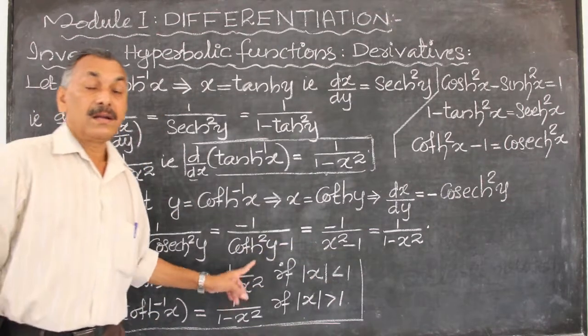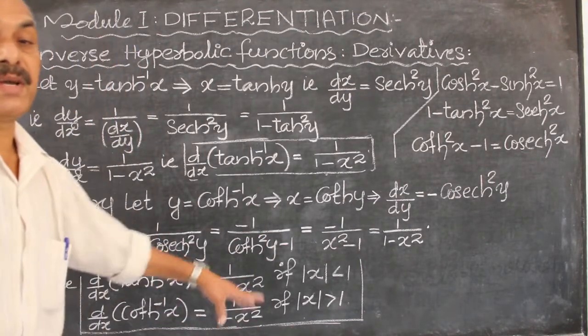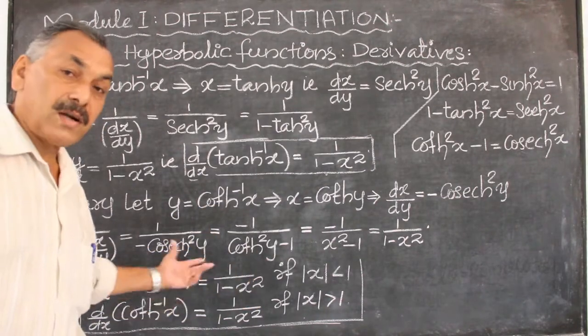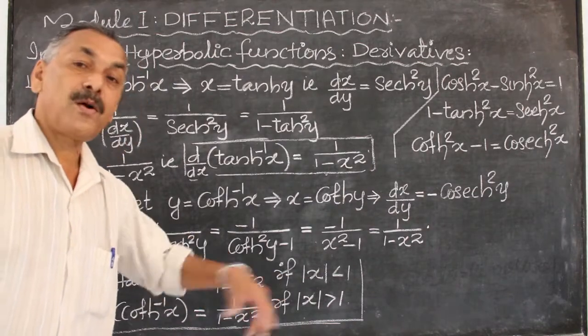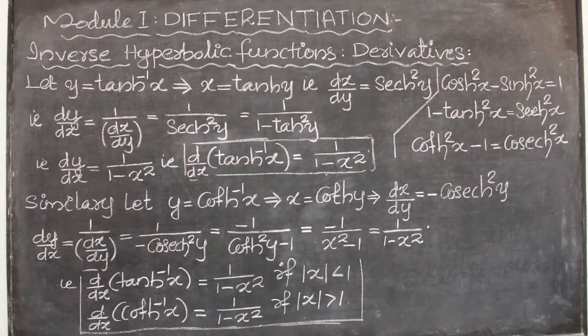Study this. Derivative of tanh inverse x is equal to 1 divided by 1 minus x square if mod x less than 1. Derivative of coth inverse x is equal to 1 divided by 1 minus x square if mod x greater than 1. Okay. Save this also, and then complete the rest in your notes.